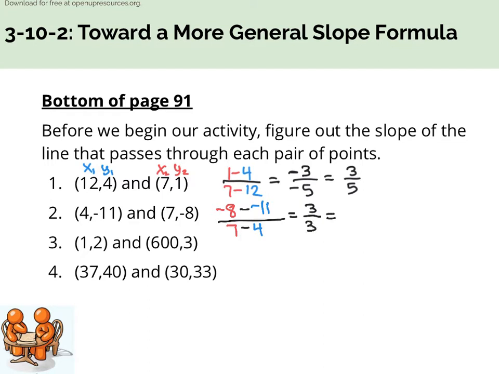3 divided by 3 reduces down to 1 over 1, or we also know it as 1 for the slope. Let's go ahead and do number 3. Number 3, again, we're going to start off with our y's first.